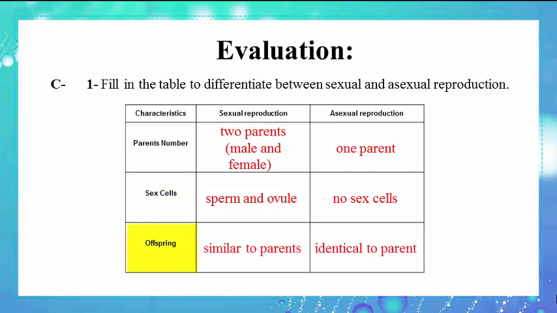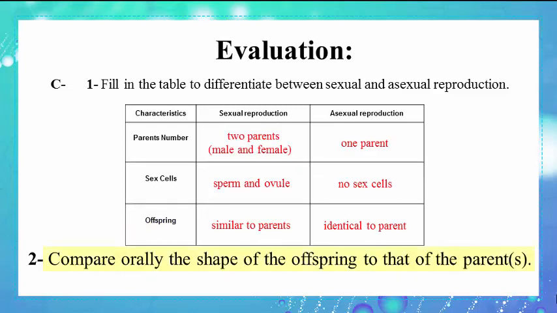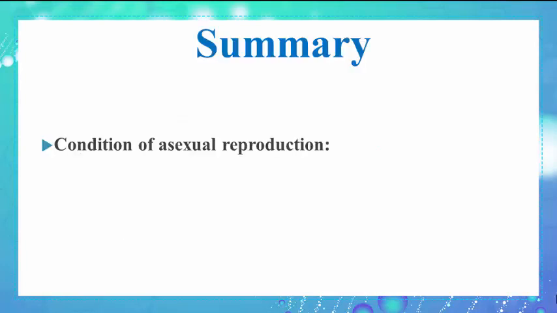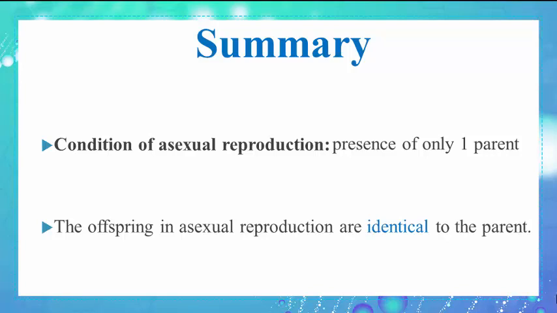The offspring in sexual reproduction are similar to their parents. However, during asexual reproduction, the offspring are identical to their parent. Number 2. Compare orally the shape of the offspring to that of the parents. The offspring are identical to their parents. As a summary, the condition for asexual reproduction is presence of only 1 parent. The offspring in asexual reproduction are identical to the parent.